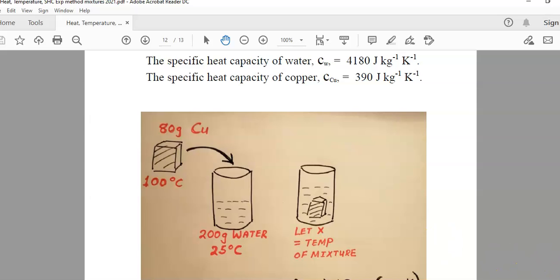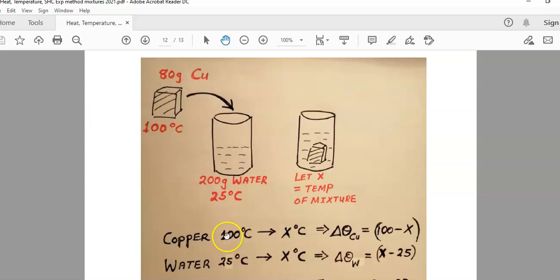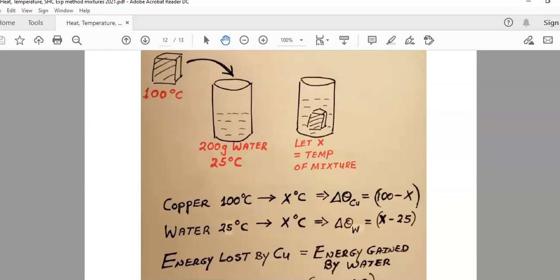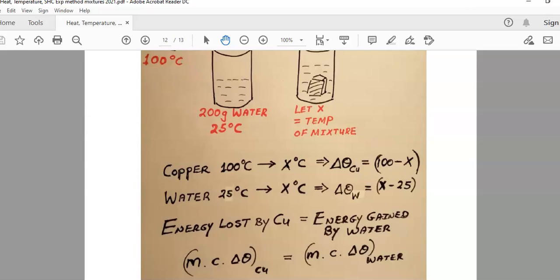Now we can, of course, work out the changes in temperature. The copper will come down in temperature, so the change in temperature of the copper will be 100 minus X. The rise in temperature of the water will be X minus 25. The water started at 25, it'll go up to X. X could be 35, so 35 minus 25 will be 10 if the water goes up by 10. And then, of course, we can put this down in writing. The energy lost by the hot copper will equal the energy gained by the water. We can then put formulas onto that and work out the answer, which is contained further down in the video.